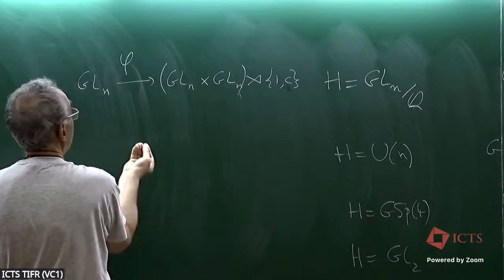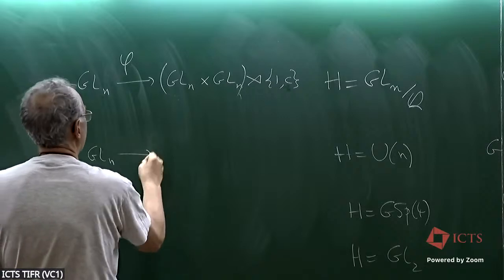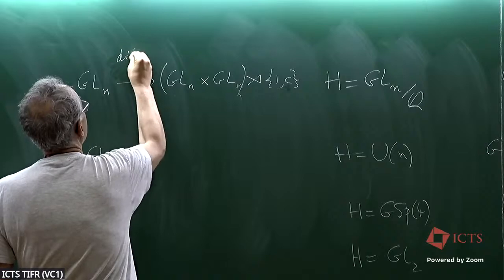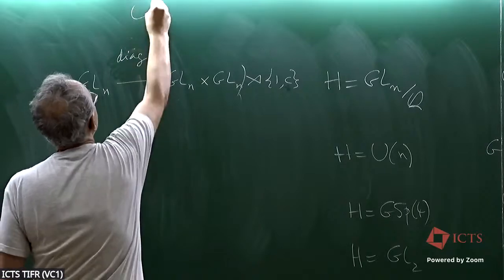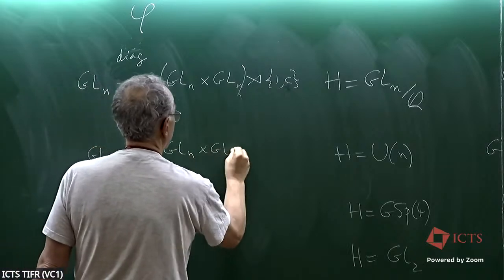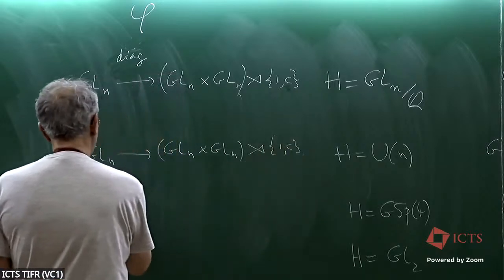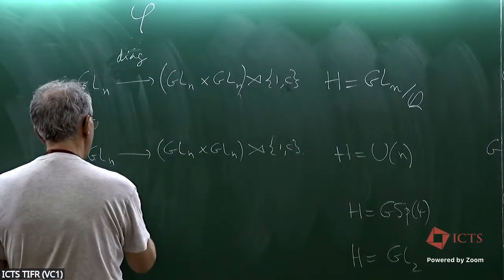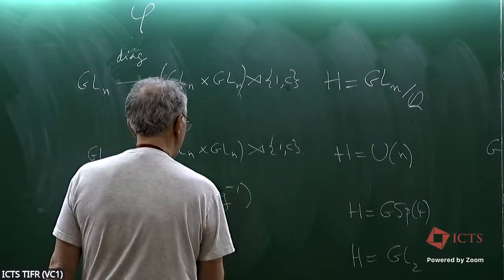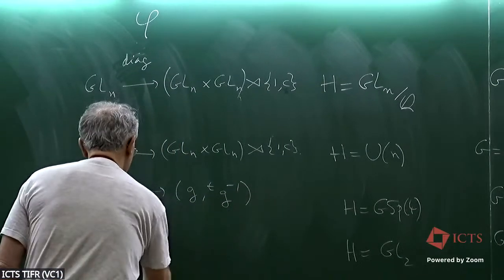Here, same, it will be GLN. Yeah, but the map is not the same. Okay, so what is the map here? It is the diagonal. This is phi. Okay, I am listing the phi's here. Here, the map is not the diagonal. Here, the map is g goes to g, comma, transpose g inverse. Okay, here, this is the inclusion.